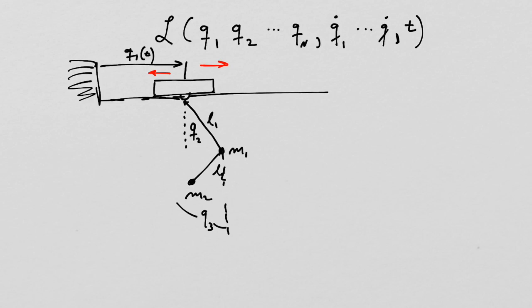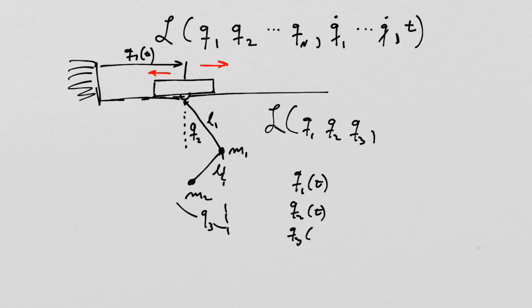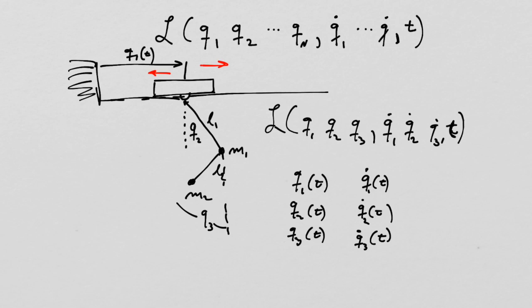So with three coordinates, Q1, Q2, and Q3, I can create a Lagrangian, and the Lagrangian will be a function of those coordinate values. And remember, Q1 is a function of time, Q2 is a function of time, and Q3 is a function of time. And therefore, there are also the velocities, which are also functions of time: Q1 dot, Q2 dot, Q3 dot. And the Lagrangian is a function of these velocities, too, and Q3 and time. The Lagrangian also may be a function of time explicitly.